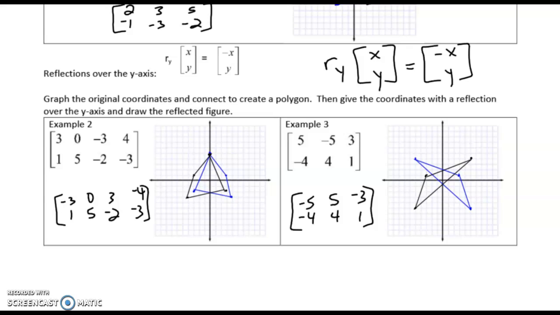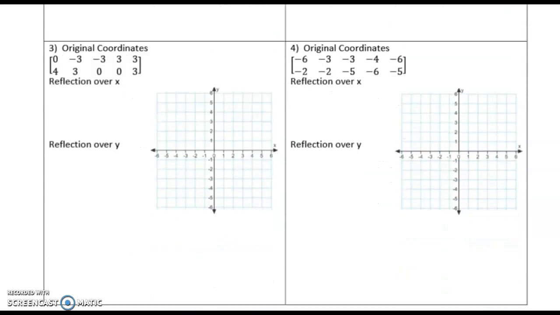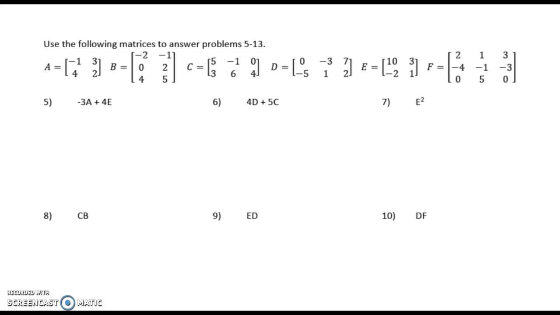All right, let's look at the homework assignment. For your homework, you're going to do 4 of these, both reflecting over the x-axis and then reflecting over the y-axis. Oops, 1 through 4. And then on the second page, you're going to do some review with matrices.